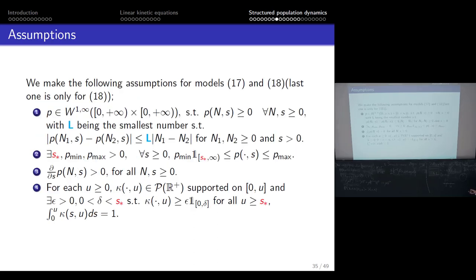So we will have a couple of assumptions. We will assume that this firing rate is a Lipschitz function. Since we changed the model a bit compared to the first one, we put all the connectivity in this Lipschitz constant, which will be bounded by some things later on, as we will see. Also for the firing rate, we assume some lower and upper bounds, starting from some non-zero time. We make this assumption also, it is coming from the original model. And for kappa, we will assume that it is a positively bounded measure, supported on zero to U, and the integral with respect to s will be 1.